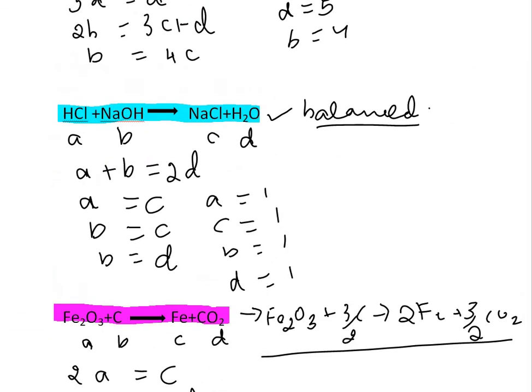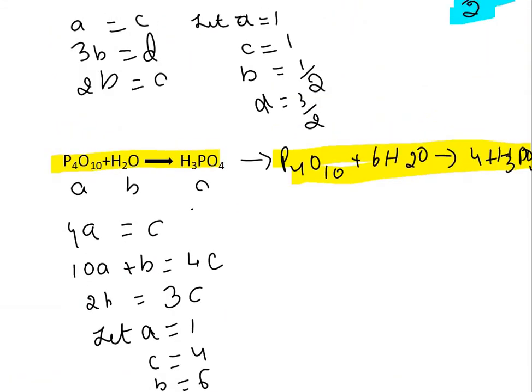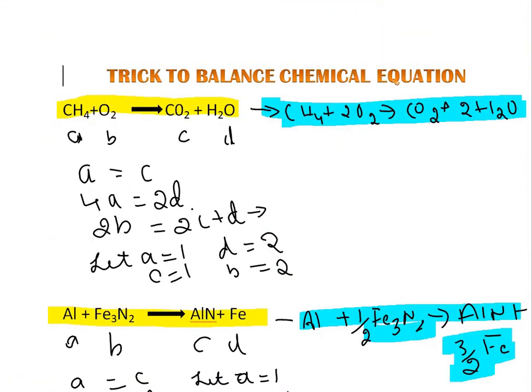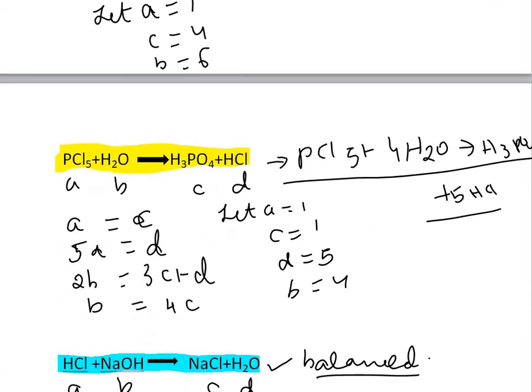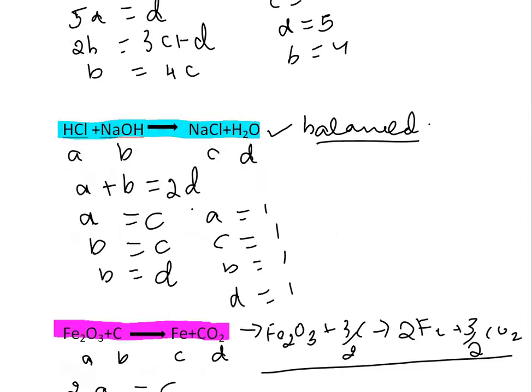So the 6 examples I have solved. I hope you understood, and this is one of the easy methods which you can solve, and you will get a perfectly balanced equation if you solve in this method.